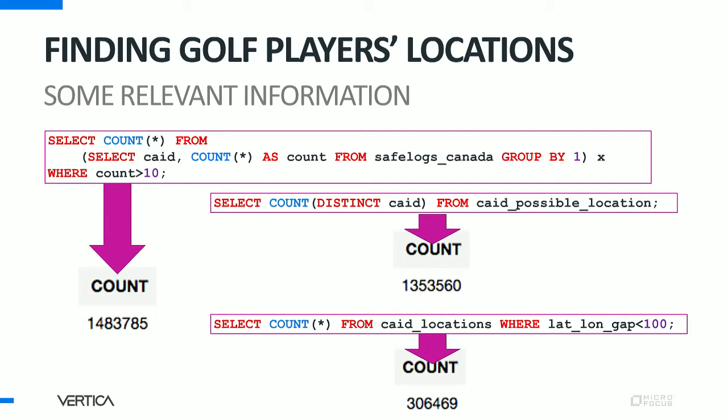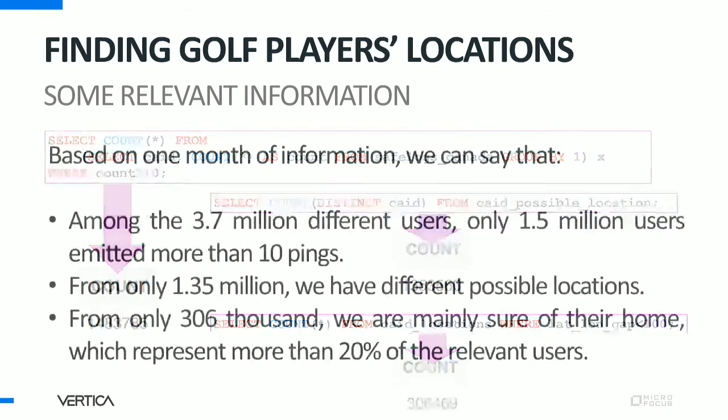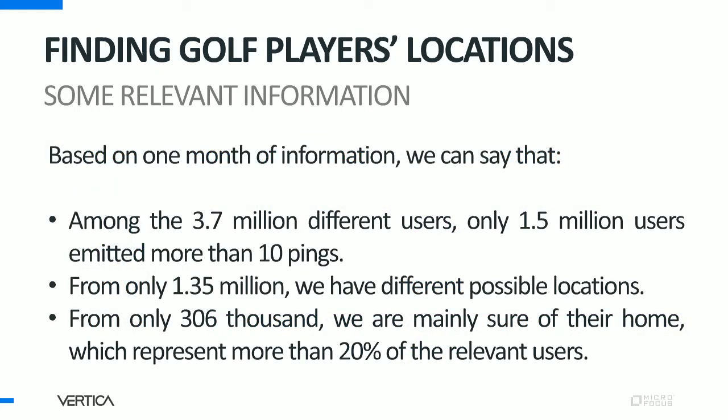Based on one month of information, we can say that among 3.7 million different users, only 1.5 million emitted more than 10 pings. From those, only 1.35 million have different possible locations. From only 306,000, we are mainly sure of a home, which represents more than 20% of the relevant users. And as I explained before, I don't need more than 20% of a data set, which represents a lot of different users.